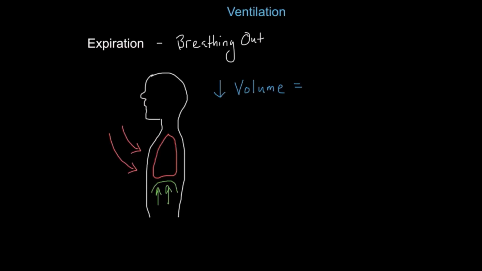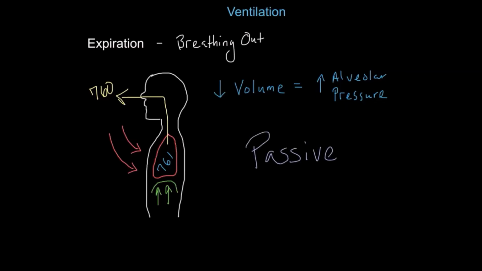Decreasing the volume of the lungs increases the alveolar pressure to about 761 millimeters of mercury. Since alveolar pressure is greater than atmospheric pressure, air moves out of the lungs. Expiration is what we call a passive process because it requires the relaxation of the external intercostal muscles, the diaphragm, and gravity to reduce the size of the chest cavity and the lungs.